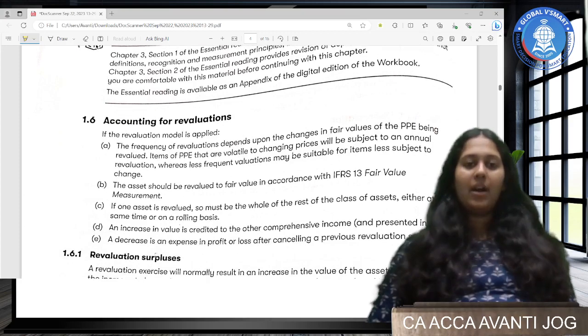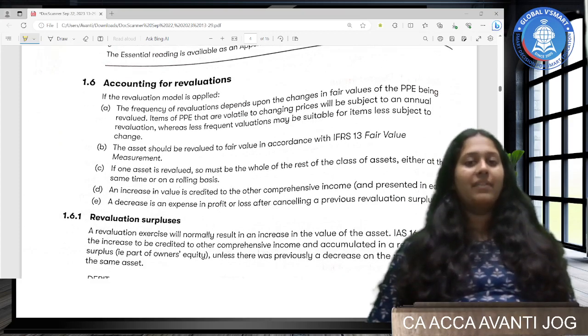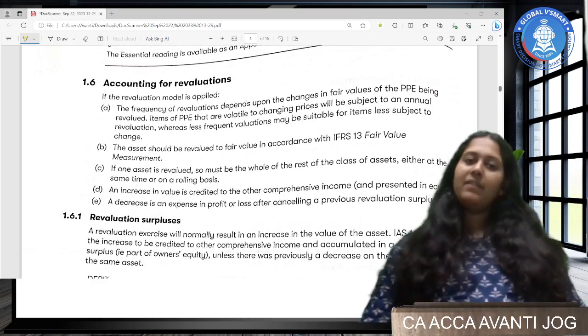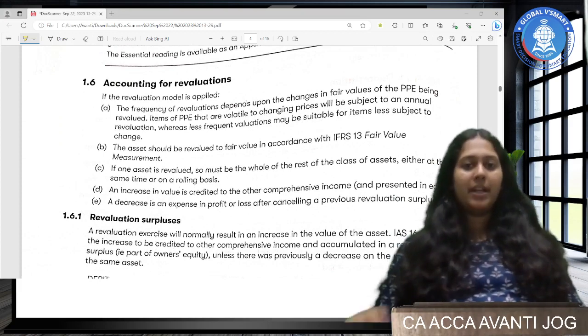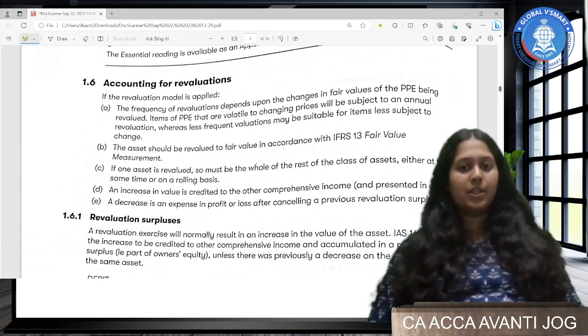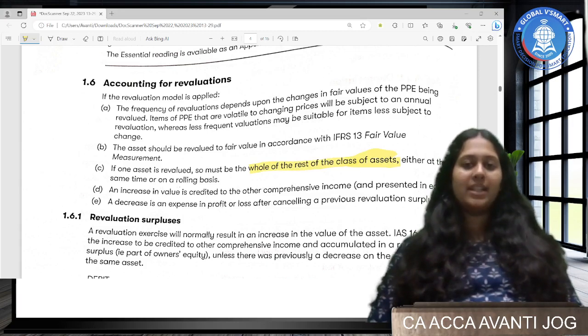All right, now how do you value for revaluations? If the revaluation method is applied, make sure that you apply it to the whole class of assets. If you are revaluing buildings, you cannot revalue one building only, but you have to revalue the whole class. An increase in value is credited to OCI and presented in equity. A decrease in value is after cancelling a reserve.